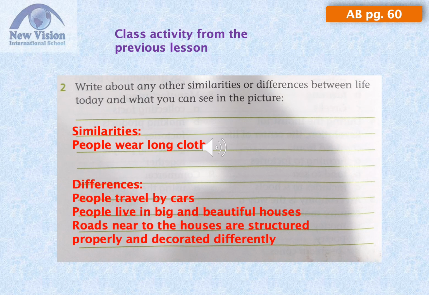Okay, question number 2. Write about any other similarities or differences between life today and what you can see in the picture. Very good. Similarities: people wear long cloth. If you can find any other similarities, write them right here. No problem. Okay, what are the differences that you see between the lifestyles of the people who are living currently and the people who lived many years before? Yeah, people travel by cars now. People live in big and beautiful houses. Roads near the houses are structured properly and decorated differently. Very good.